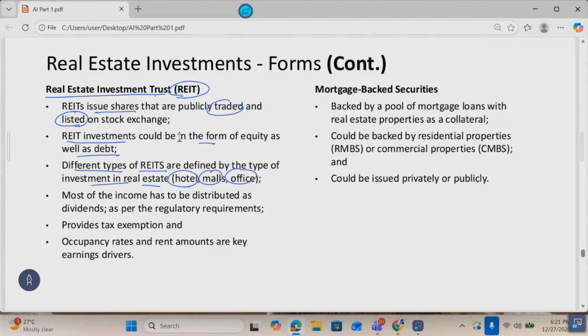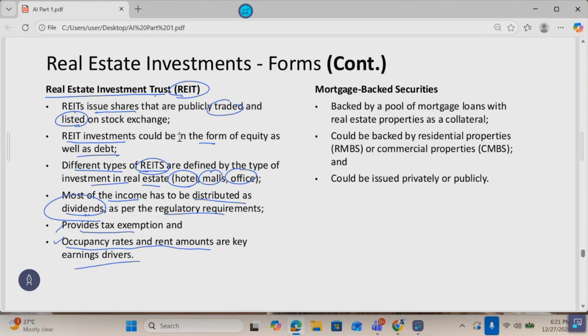Now the REIT has the obligation to distribute all the income they're earning to you as dividends or interest income, right? Because you are a part of the stake. So they'll make sure that after applying the requirements, they will provide you your dividends, right? They also provide tax exemptions, obviously. And occupancy rates and rent amounts are the key earnings drivers.